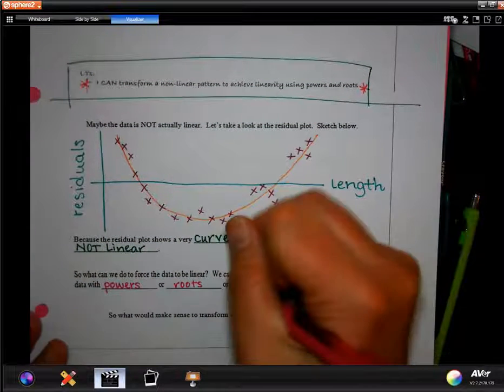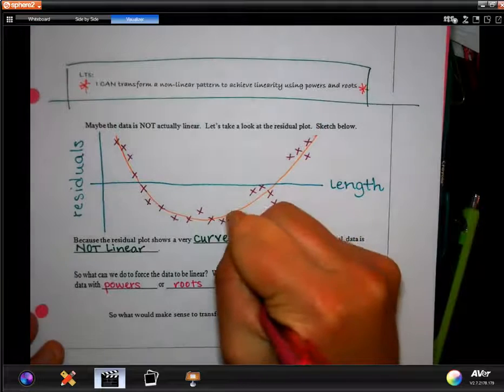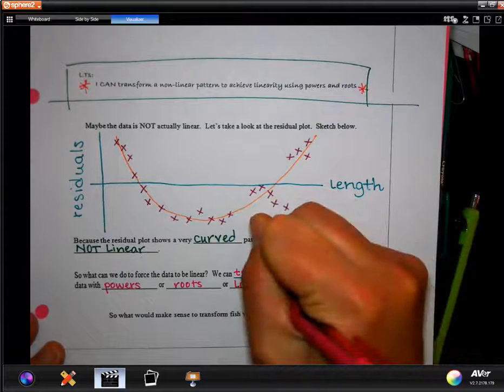Yeah. And then the other one, which we're not going to talk about today, but we will tomorrow, is logarithms.